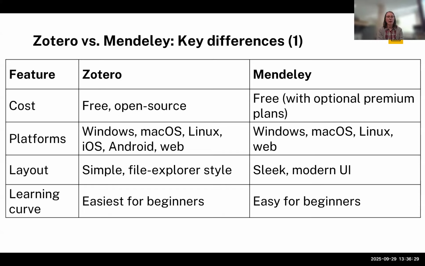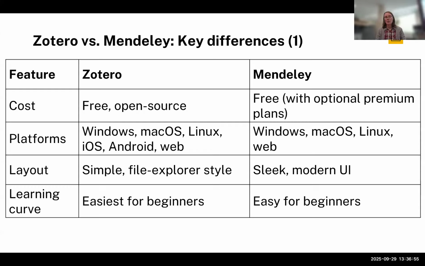Both use Windows, Mac OS, and Linux, so you can install the desktop apps on those systems. They both have web platforms. Today, we're actually going to focus on the web version of Mendeley because I think it works better than the desktop app. But Zotero also has an iOS and an Android app. So if it's important to you to be able to browse your citation library on your phone or a tablet, Zotero might be the way to go.